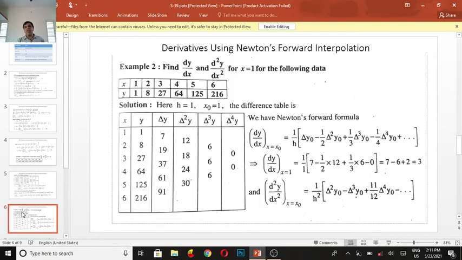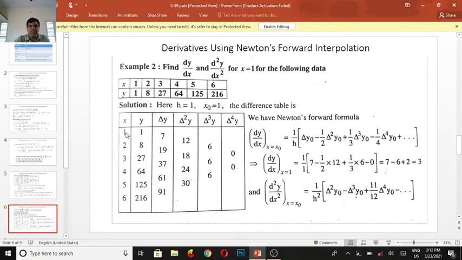In a similar way, let us find one more problem. Find dy by dx and d square y by dx square for x equal to 1 for the following data. x is given as 1, 2, 3, 4, 5, 6, and the corresponding values of y are 1, 8, 27, 64, 125, 216. Here the interval should be equal, h is 1 and x naught, the initial value, is 1. Take the difference table.